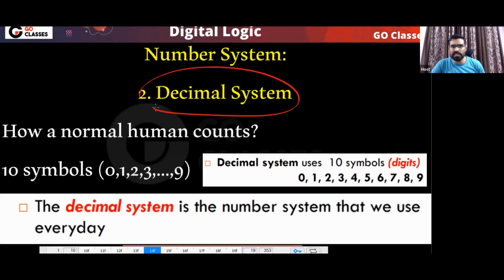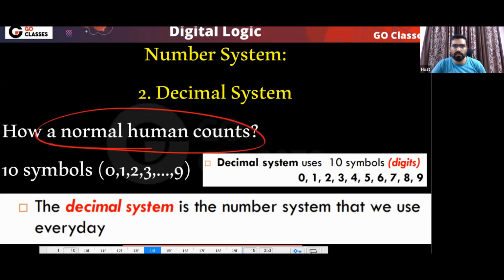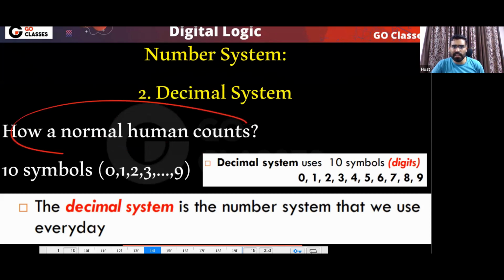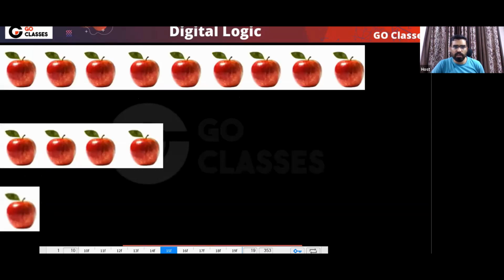Next, the next number system is the decimal number system. This is our favorite, like how normal humans count. I can say the decimal system is what we use every day. In the decimal system, how many symbols do we use? 10 symbols we use, 0 to 9. These symbols are called digits. We call them digits.